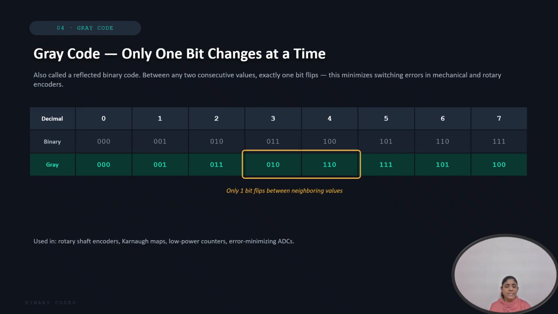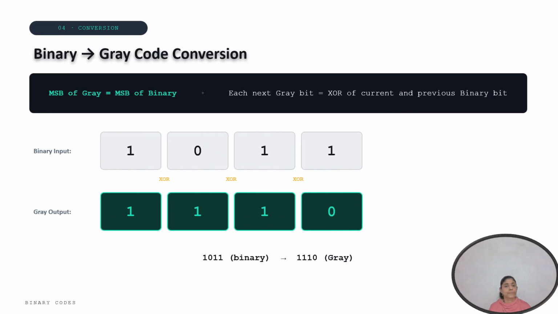Where are we using this? We are using this in shaft encoders and Karnaugh maps. While taking the Karnaugh map, I will explain low power counters as well as error minimizing ADC. ADC is nothing but analog to digital converters. Okay, so we will see one example here for the conversion from binary to gray code.